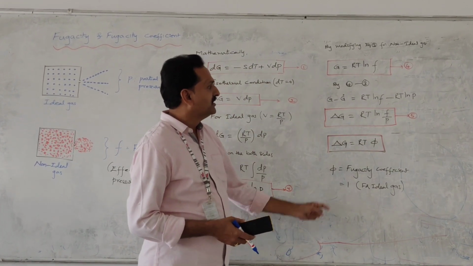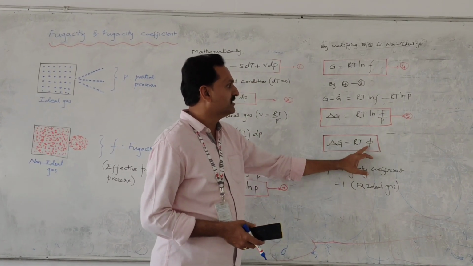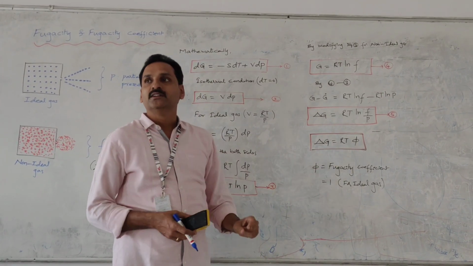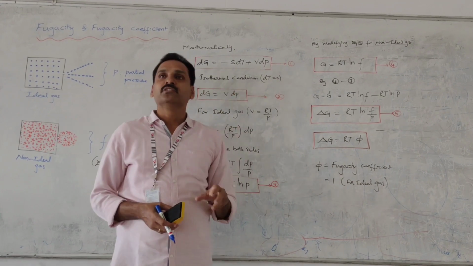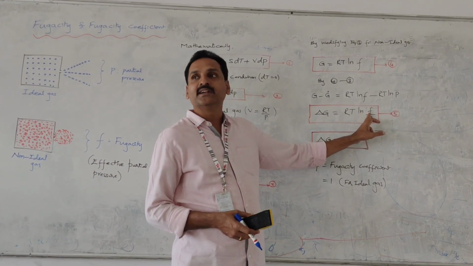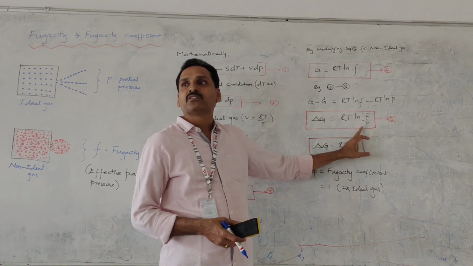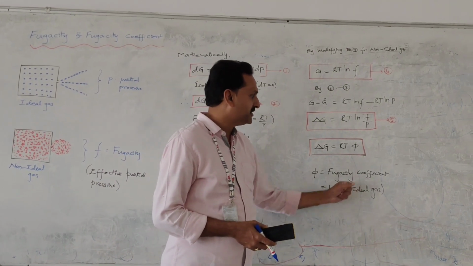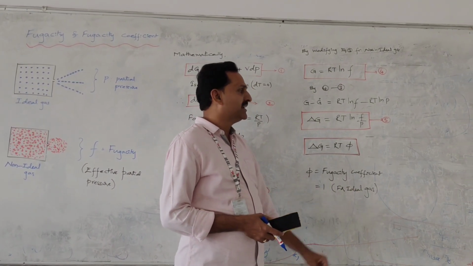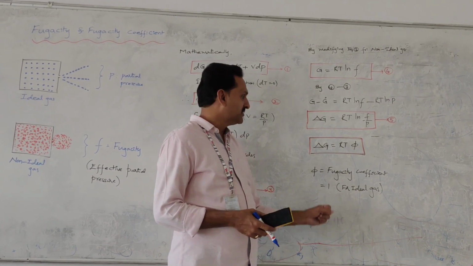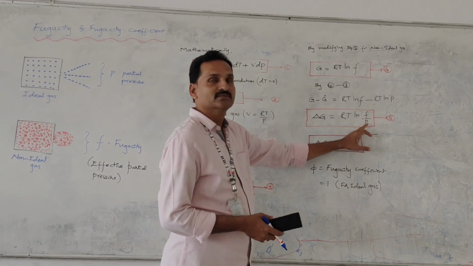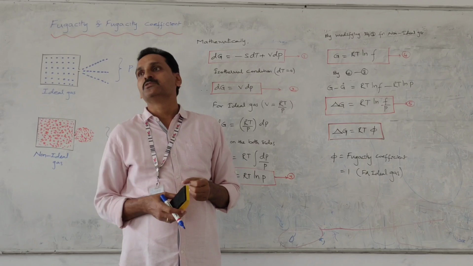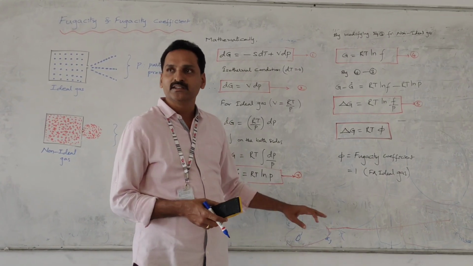This is equation 5. The ratio of F by P is called the fugacity coefficient. Here phi represents the fugacity coefficient. It is the ratio of the fugacity of a non-ideal gas to the partial pressure of an ideal gas at a constant temperature. This is called the fugacity coefficient. Phi is equal to 1 for ideal gases. If you substitute phi equal to 1, then F equals P. That means for an ideal gas, effective partial pressure and partial pressure are both equal. Right? Clear?